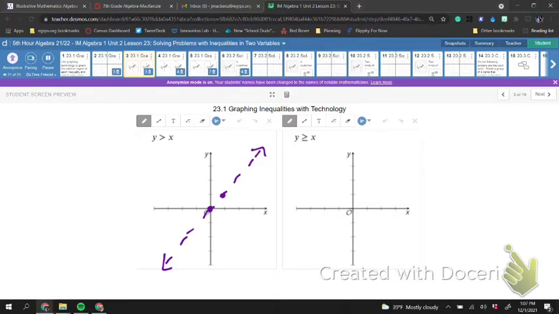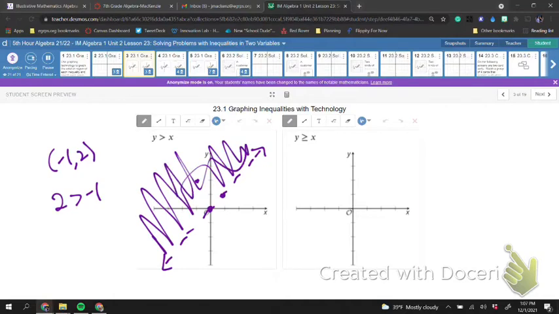And is 0 greater than 0? Oh, that doesn't help me here. So we can either test another point. Let's test point 1, 1. No, that doesn't work either. Let's test point negative 1, 2. And is 2 greater than negative 1? Yeah, I'm pretty sure it is. So we're going to shade that side.